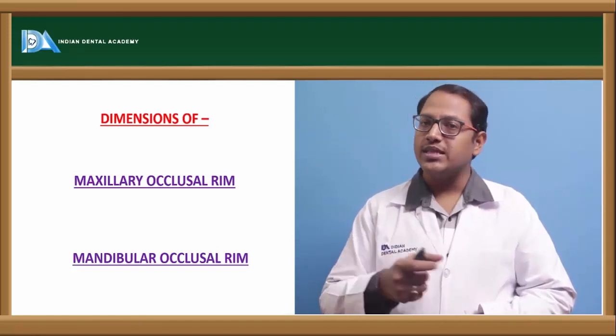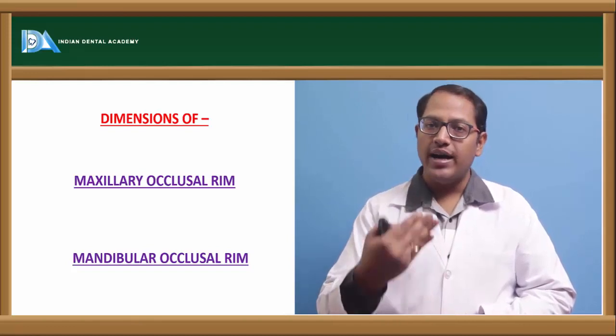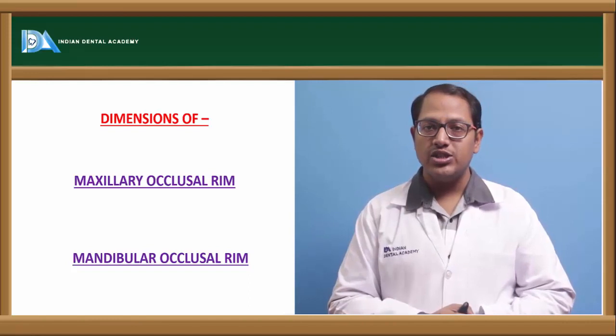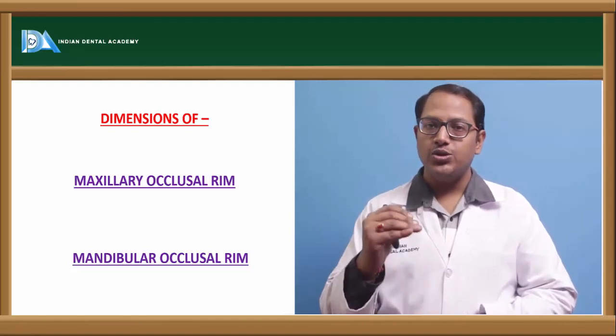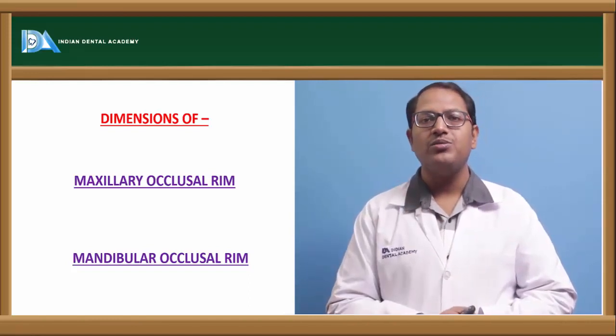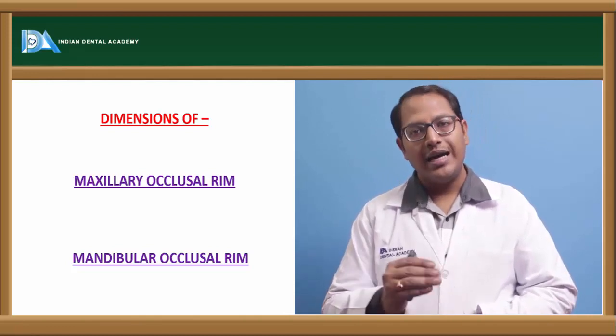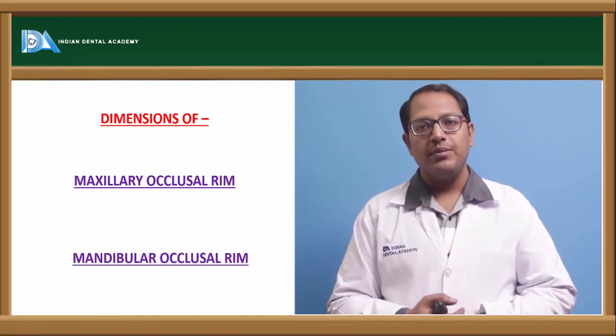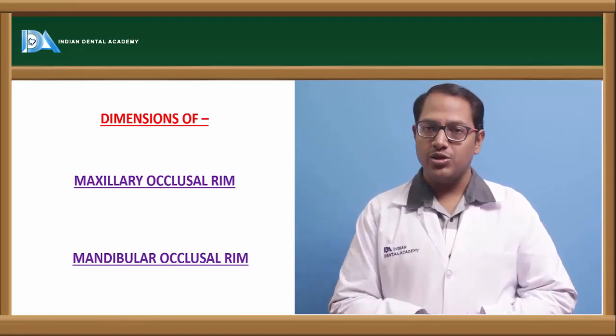Now this was from the sulcus depth, so the length is going to vary when we measure it from the crest of the ridge. From the crest of the ridge to the cuspid region, it should be nearly about 10 mm, and in the posterior region around 6 to 8 mm. Now coming to the width of the occlusal rim.